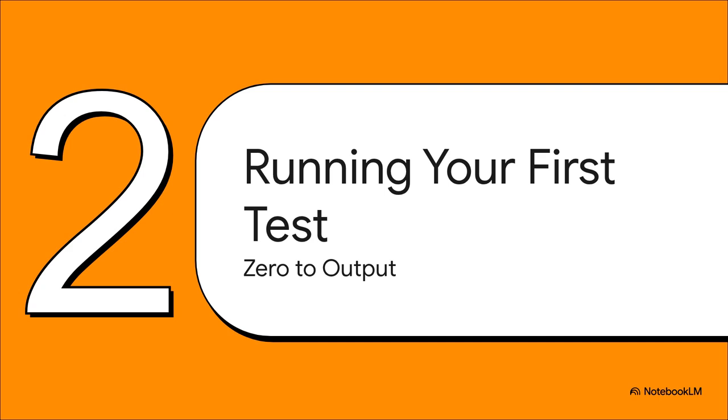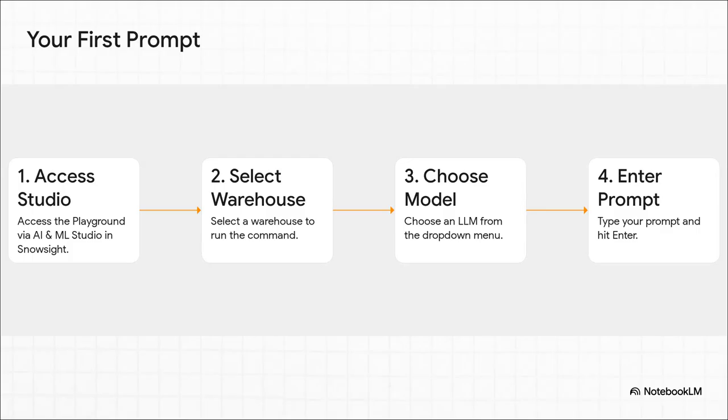All right, so how fast can you really go from just an idea to an actual AI output? Let's find out. We're going to run our very first test. Getting that first result is ridiculously simple. You just hop into the AI and ML studio, pick a warehouse to handle the compute, choose a model from the list, and type in your prompt. That's it. Boom. You get an AI-generated response right away, all inside the Snowflake interface you already know.